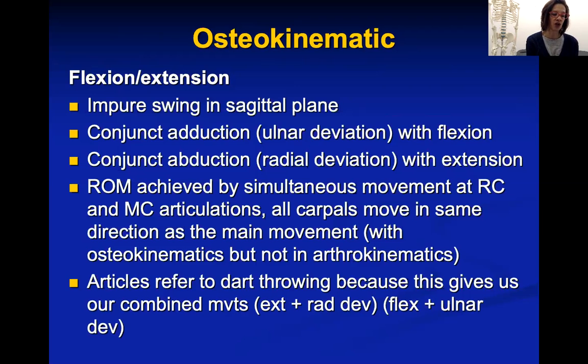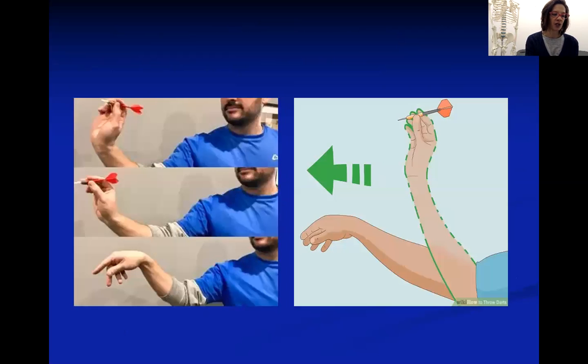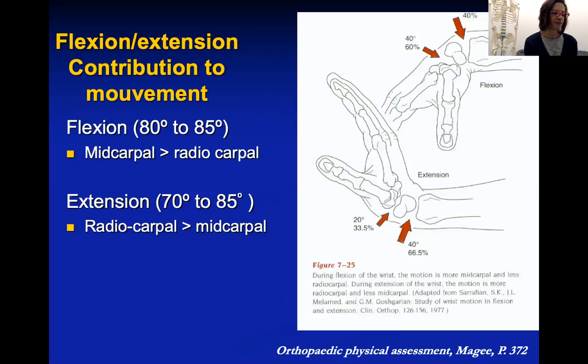Articles refer to dart throwing because this gives us our combined movements. So if we're going to throw a dart, we have our extension and radial deviation, and if we want to throw it, we've got our flexion with ulnar deviation. Now, the contribution of movement. So for flexion, we have more flexion in the midcarpal area, and for extension, there's more of a contribution by the radiocarpal joint.